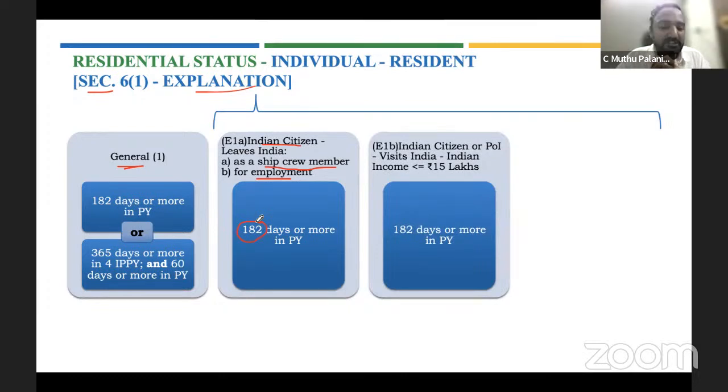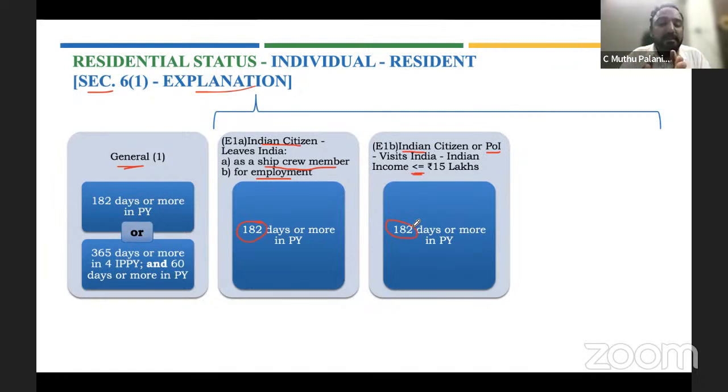Now, what about the second exception? There are totally 3 exceptions. The second exception is also for an Indian citizen, but it is also for a POI. POI stands for person of Indian origin. When this person is visiting India, we have to consider what portion of income is accruing in India or deemed to accrue in India, which means Indian income. It does not include foreign income. If such Indian income taxed in India does not exceed 15 lakhs, which means up to 15 lakhs, then again the only basic condition is 182 days or more.